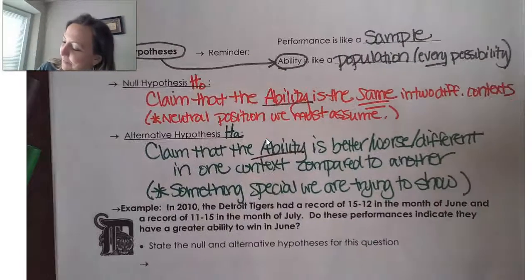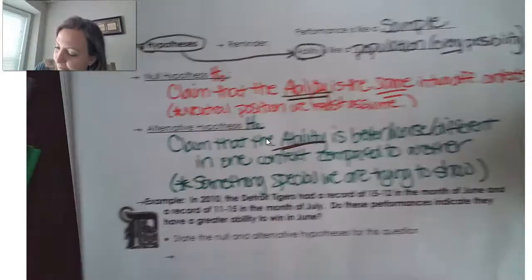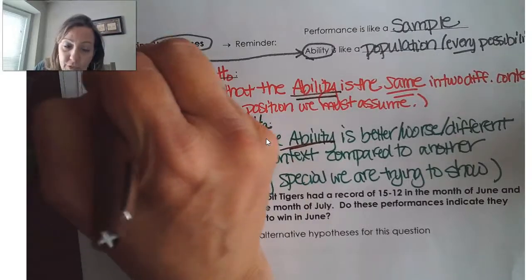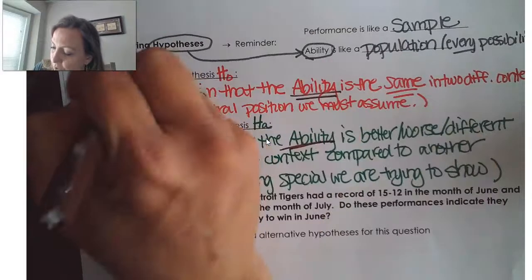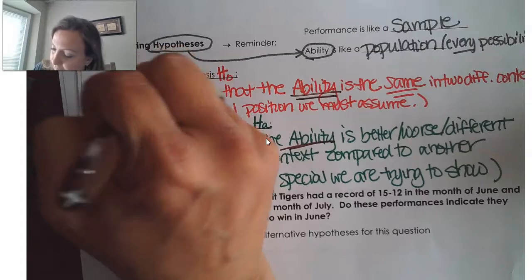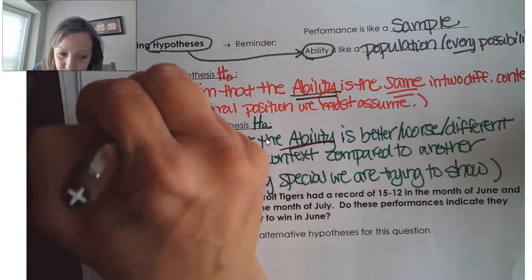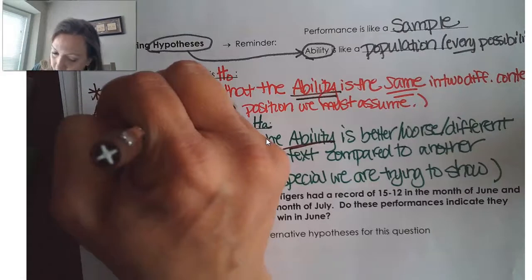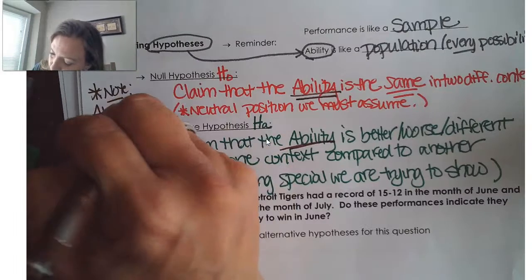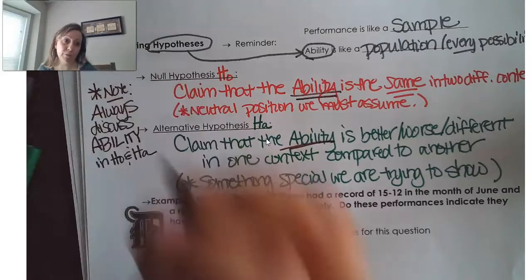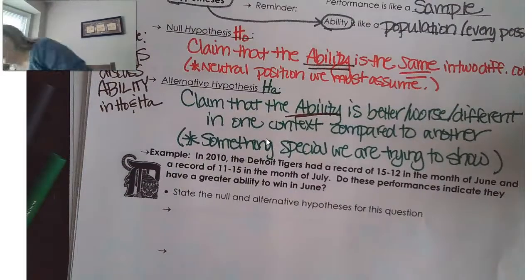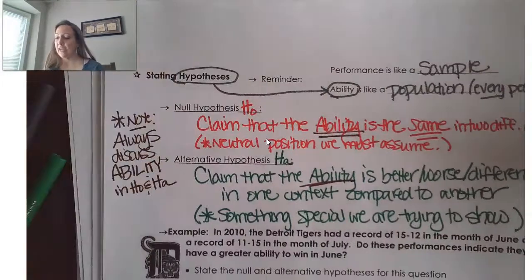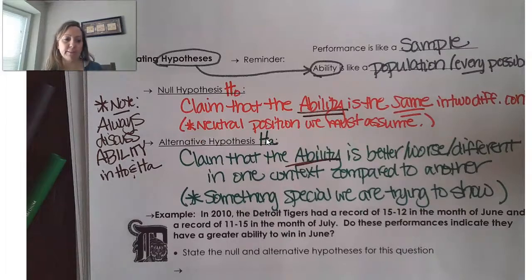That when we're doing this, we always talk about ability, okay? So this is a little note I want us to make sure that we're always talking about ability in your H0 and HA, because we'll always write both, okay? So we're always going to discuss ability in H0 and HA. We don't hypothesize about performances. Performances are facts. We don't have to hypothesize about them. So we'll always talk about ability.